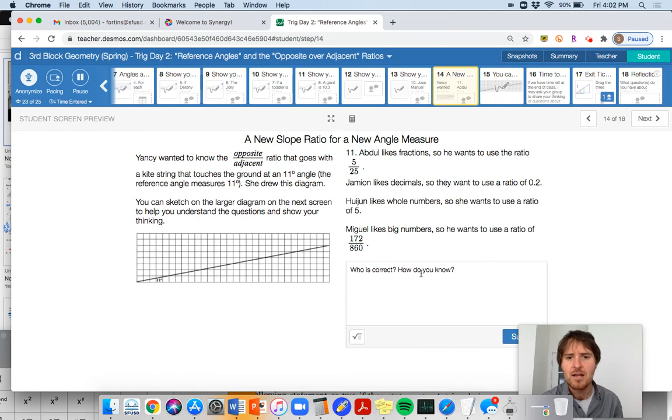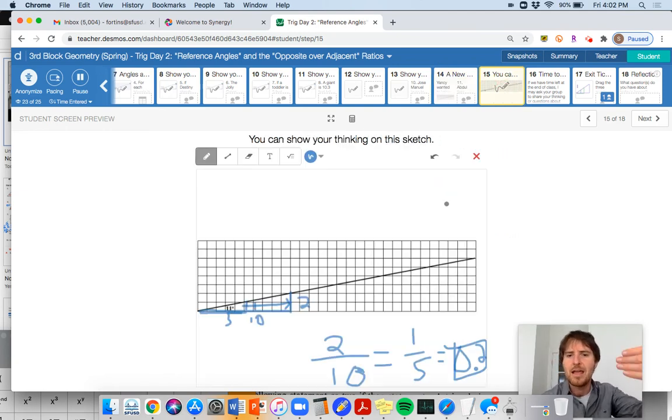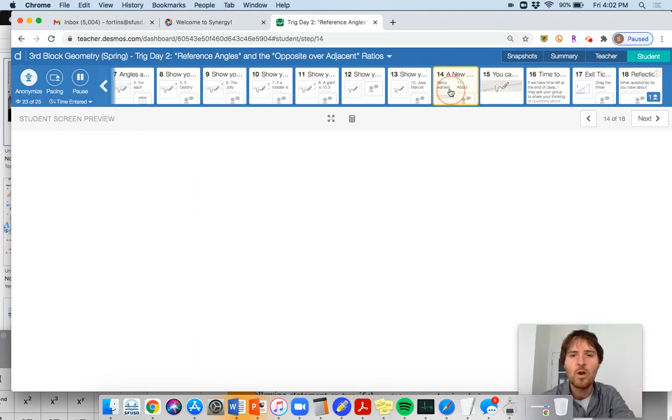Let's see here. Who's correct? How do you know? Well, Abdullah's fractions, you want to use a ratio of 5 over 25. What do you think? Hey, is that valid? Hey, we dealt with this on Wednesday. 5 over 25 works because 1 over 5 works. 2 over 10 works. 3 over 15. 4 over 20. 5 over 25. Anything that's in that 1 to 5 ratio works.